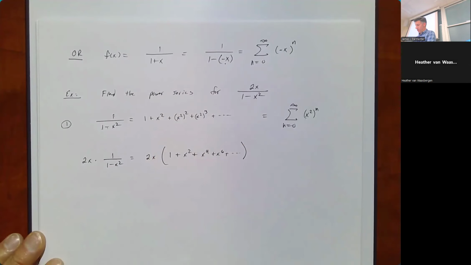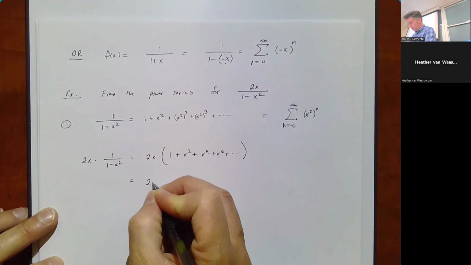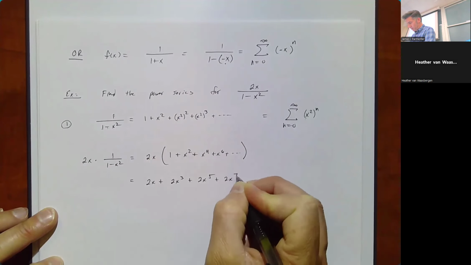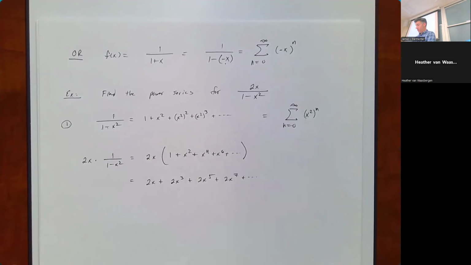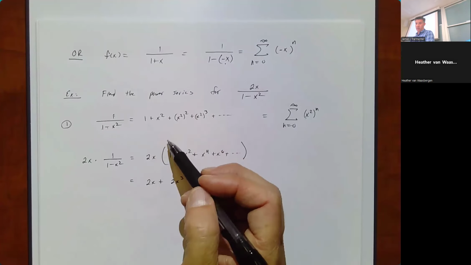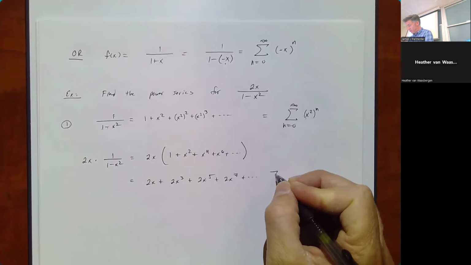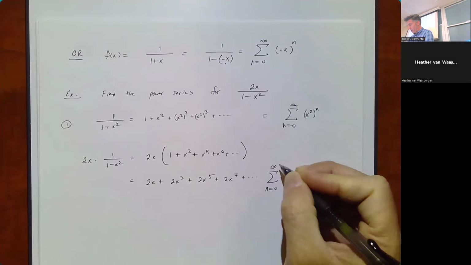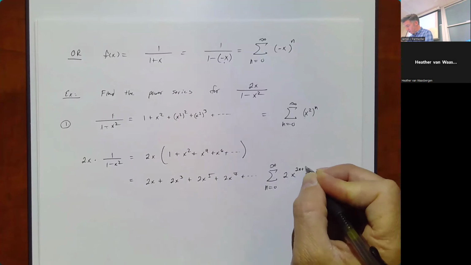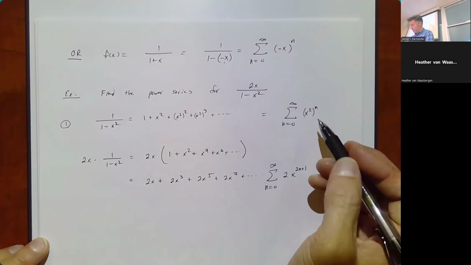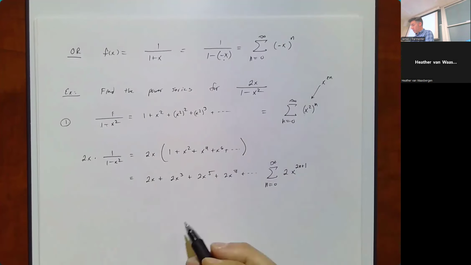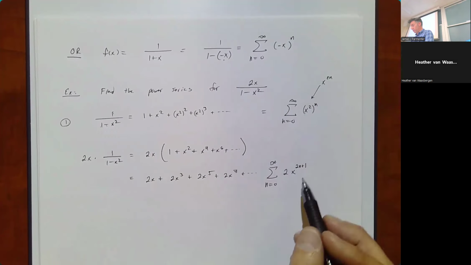Which, to kind of see it more nicely, if we actually distribute the 2x, we get 2x plus 2x cubed plus 2x to the 5th plus 2x to the 7th, and so on and so on. And what we're really doing is, with this x to the 2n, we're just multiplying each one of those x to the 2n's, x squared, x to the 4th, x to the 6th, by 2x. So we're really getting the sum from n equals 0 to infinity of 2x to the 2n plus 1. Right, we're taking this x to the 2n, and we're just multiplying it by 2x. And 2x times x to the 2n, well, you add the powers, and you get 2x to the 2n plus 1.